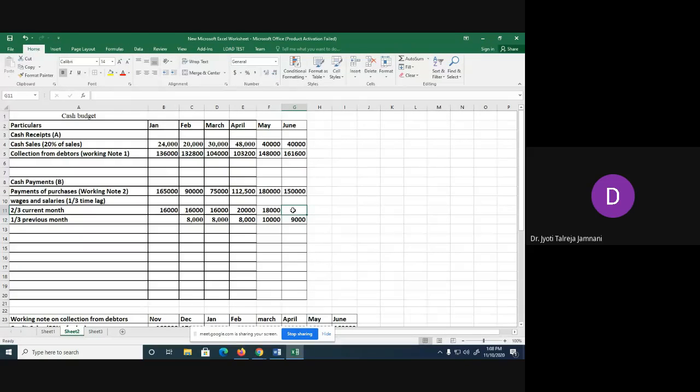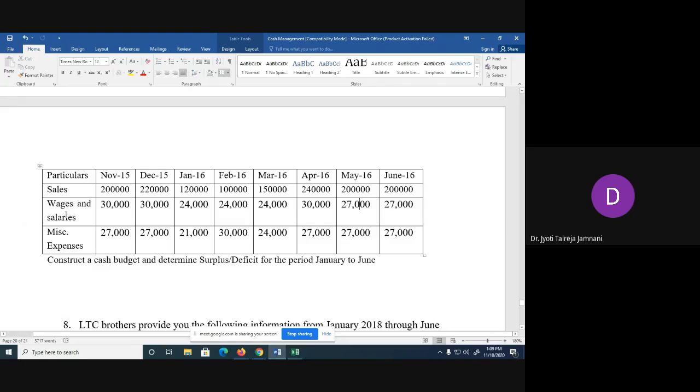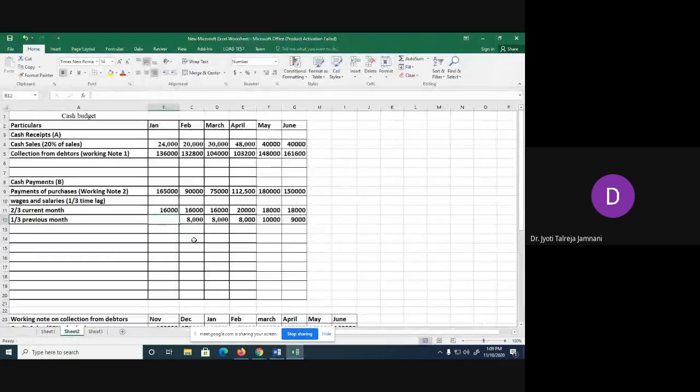And for June also, it is 27,000. So 2/3 in June, and remaining in July. July we are not taking. Now for Jan, we need the previous month. So previous month of Jan is December. So December, 30,000 was wages and salaries. 2/3, that is 20,000, will be paid in December only. Only 1/3, that is 10,000, will be paid in Jan. So here 1/3 of previous month, that is 1/3 of December wages and salary is 10,000. Any doubts in this?